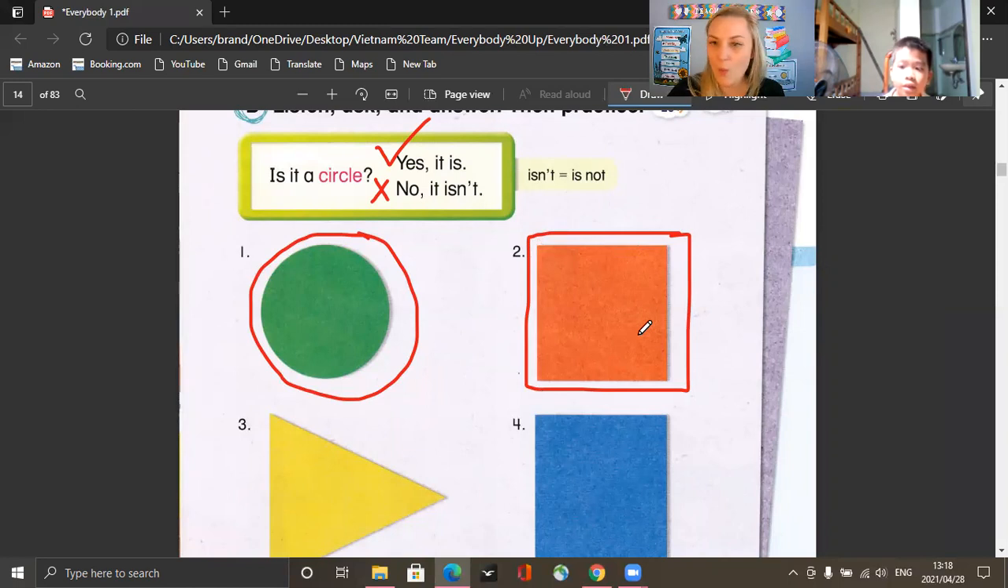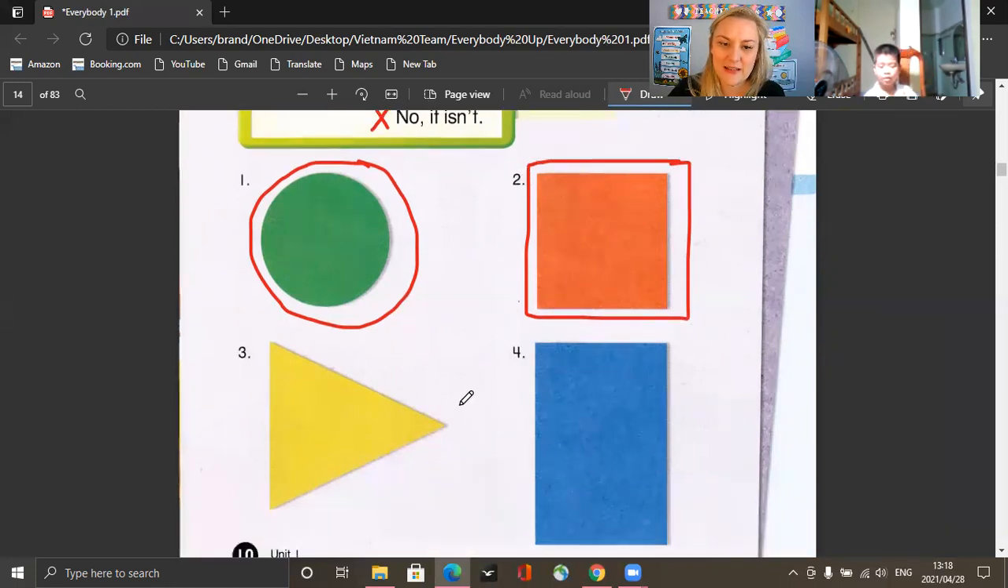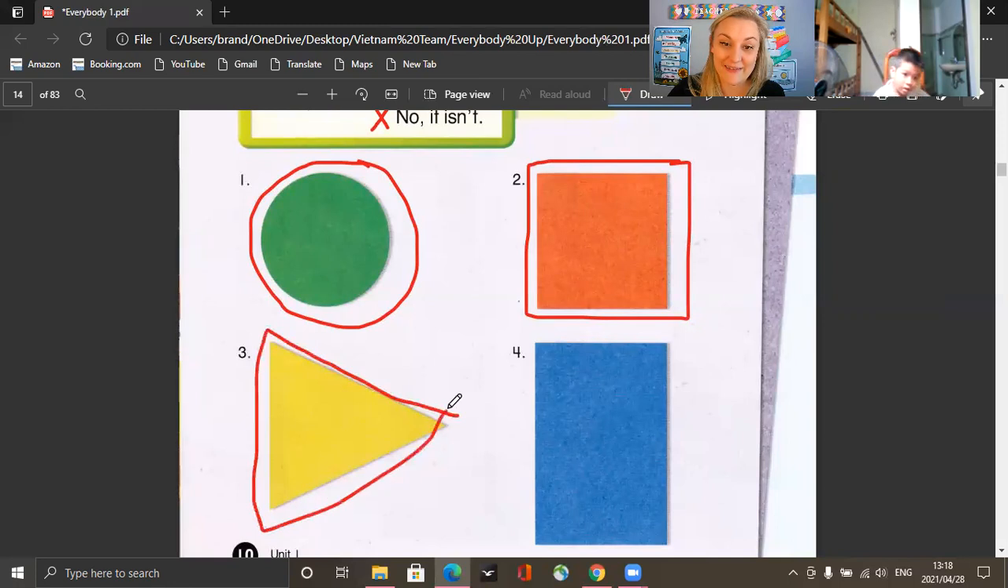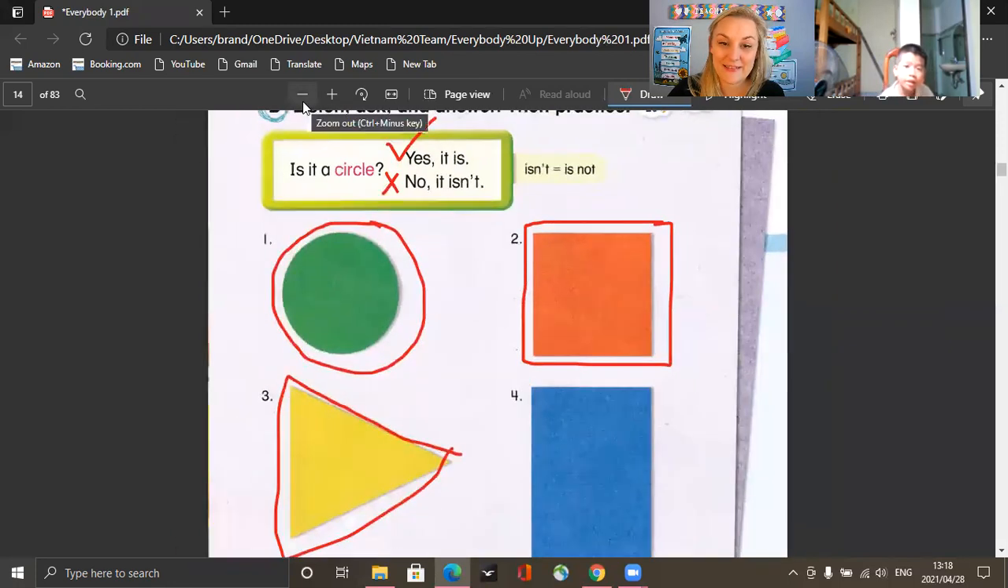Square. Okay, so is this a triangle? No. No, it isn't. Okay, let's see. Is this a triangle? It is a triangle. Okay, so is this a triangle? Yes. Yes, it is. Okay, very good.